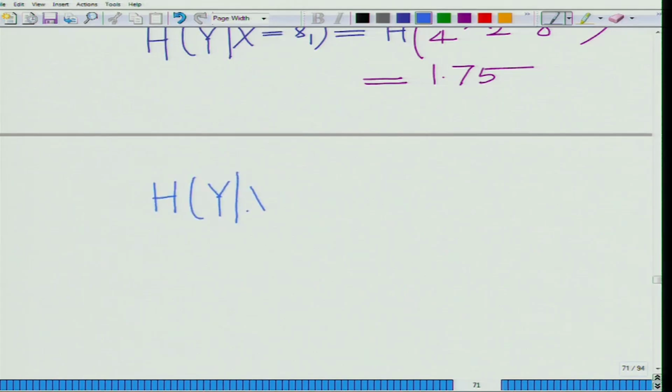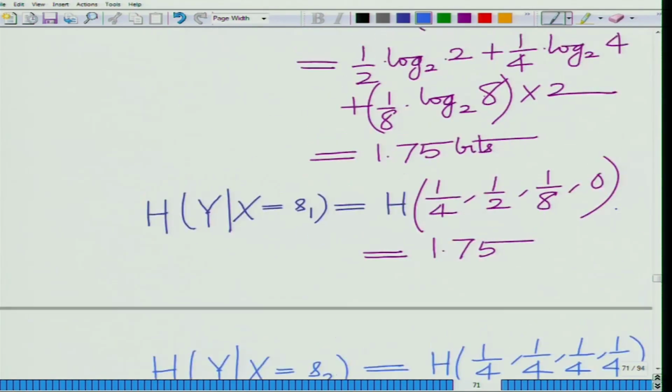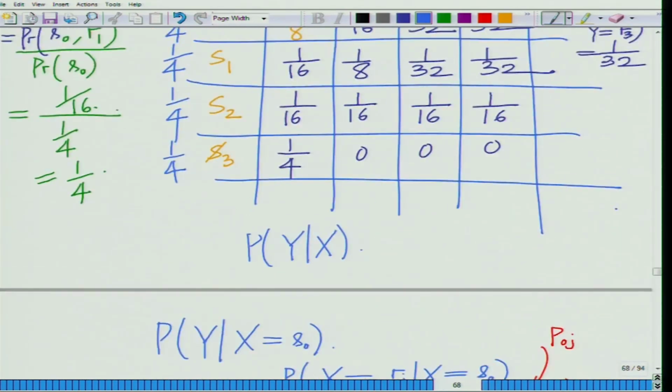H of y given x equal to s2 is equal to h of 1 by 4, 1 by 4, 1 by 4, 1 by 4, because if you look at given x equal to s2, all the symbols are equally likely, the joint probability of all symbols is 1 by 16. So, each probability, that is y equal to rj given x equal to s2, will be 1 by 16 divided by 1 by 4, that is 1 by 4.